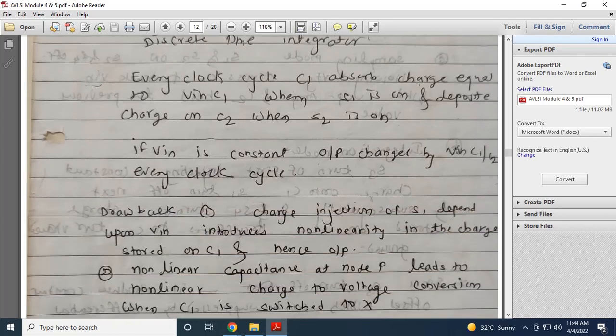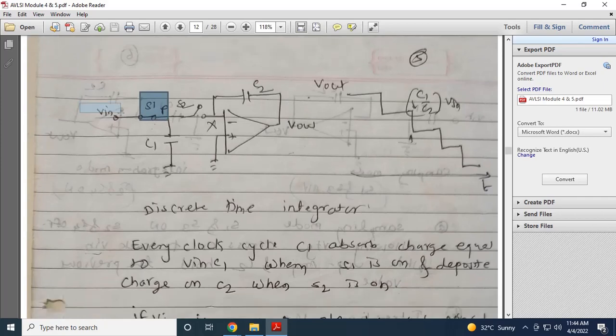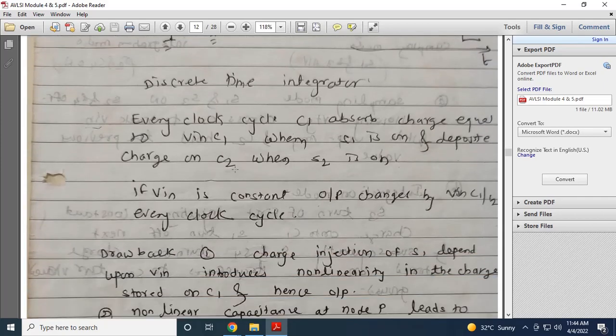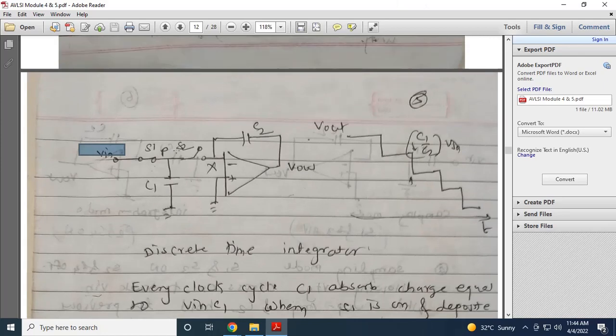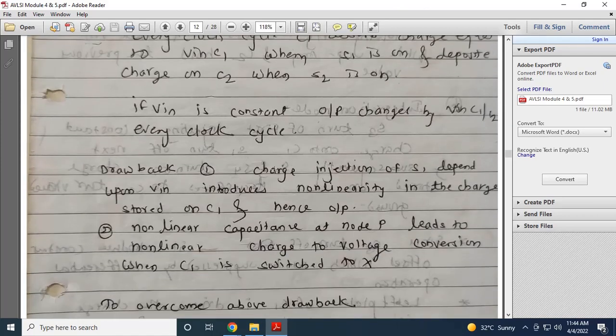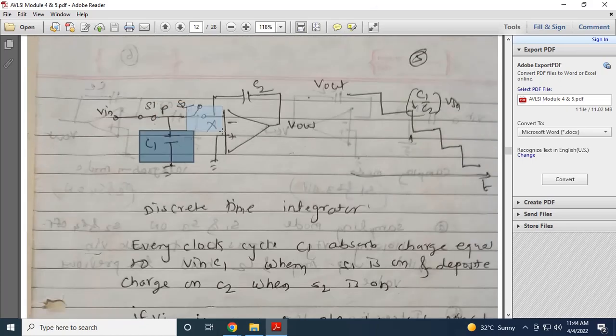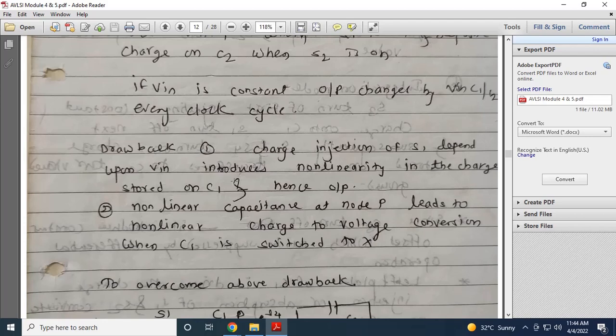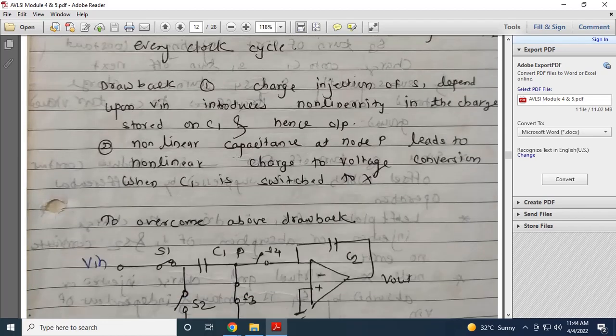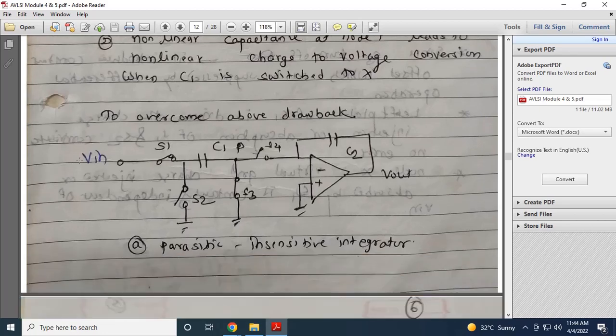There are two drawbacks of this integrator. First, the charge injection of S1 depends upon the input signal, which will introduce a non-linearity in the charge stored on C1, so it will affect the output. Second, the non-linear capacitance at node P again creates a problem. It will lead to a non-linear charge to voltage conversion when C1 is switched to node X. To solve these two drawbacks, we are going to modify the circuit.